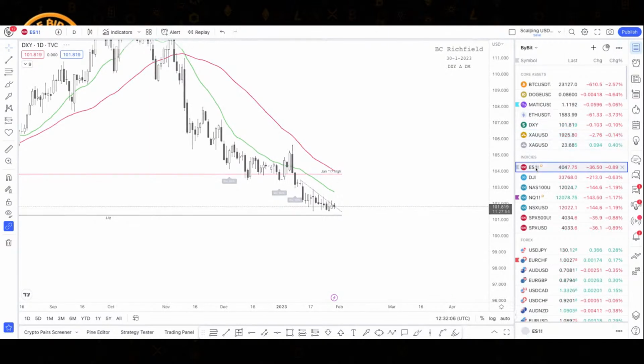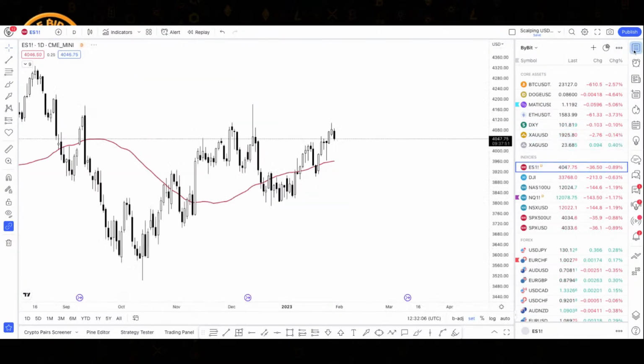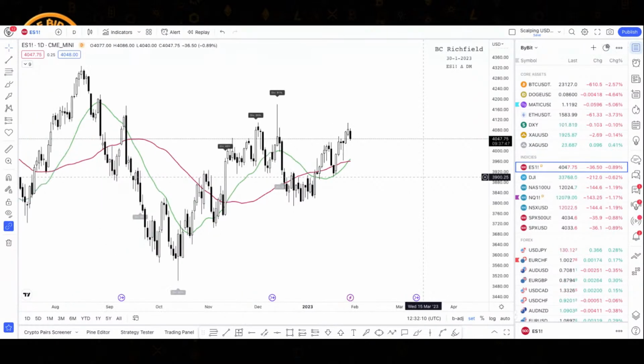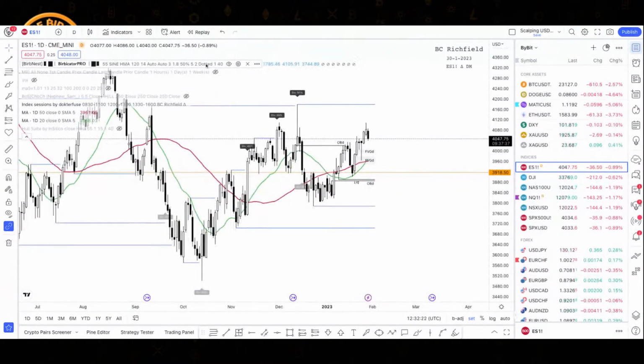The other thing to take a quick look at is our equity markets. So the S&P 500, which on this one I'm using ES, which is the mini futures, just a smaller contract size. And let me just wait for this to load fully. And then I'm just going to turn off the B Pro.